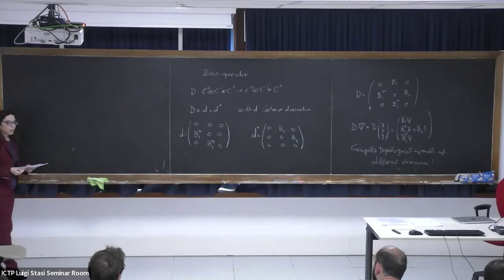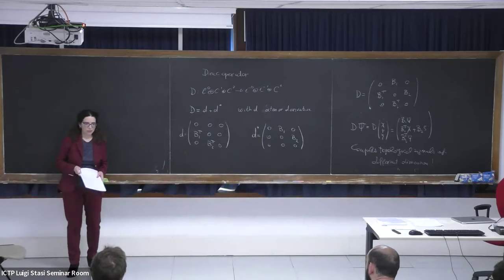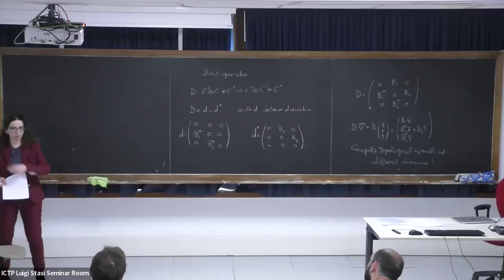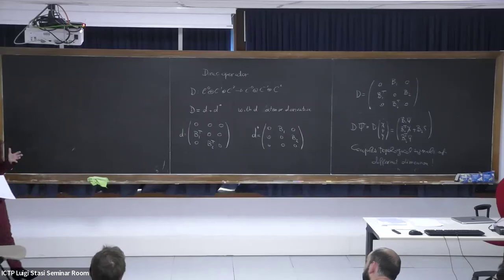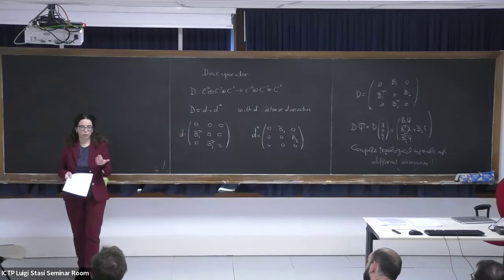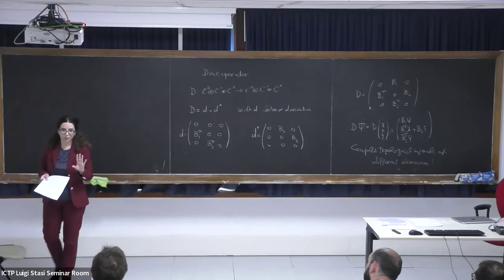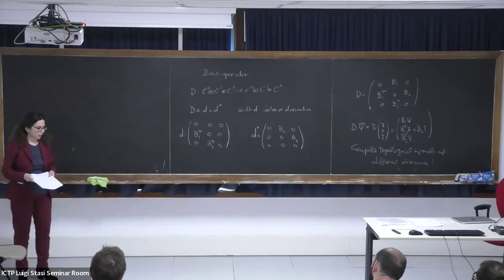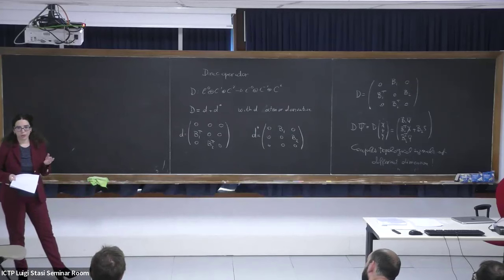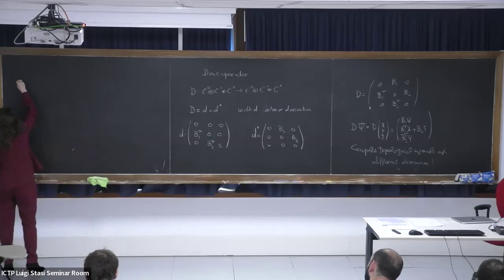So, why is this operator called the Dirac operator? What does this have to do with the Dirac equation that we all love? Dirac proposed his equation because he wanted a linear differential equation for the wave function whose square would be the Klein-Gordon equation. In mathematical terms, this means that the Dirac operator can be understood as the square root of the Laplacian.